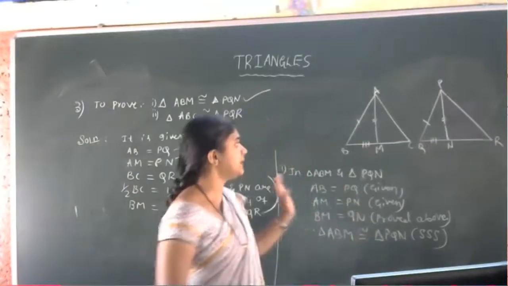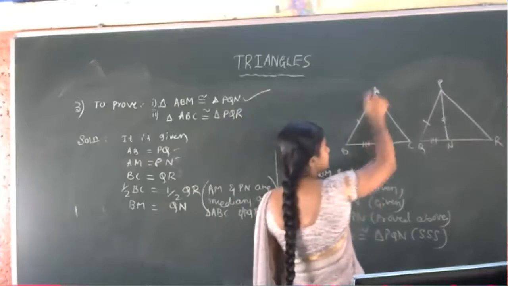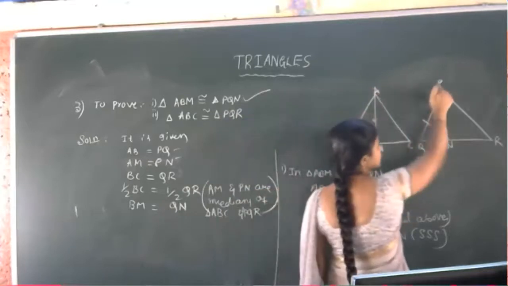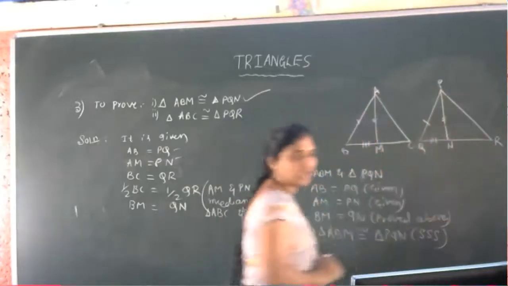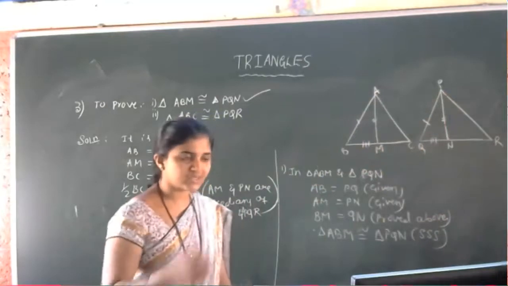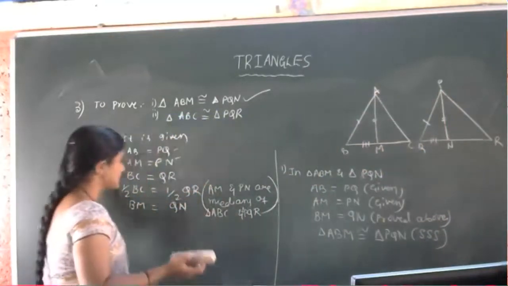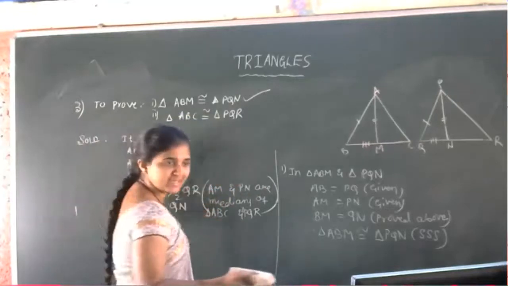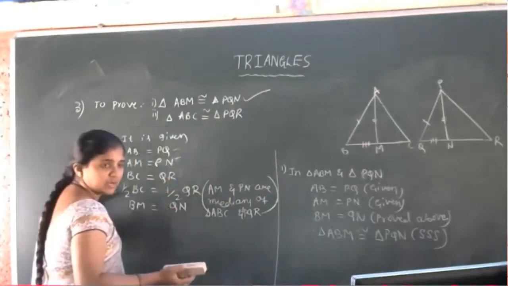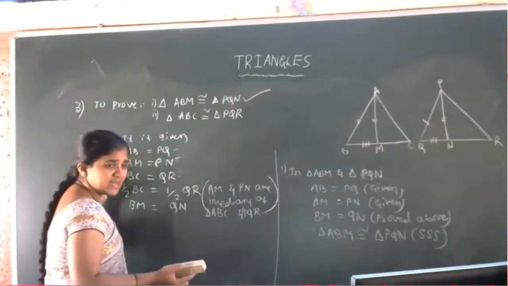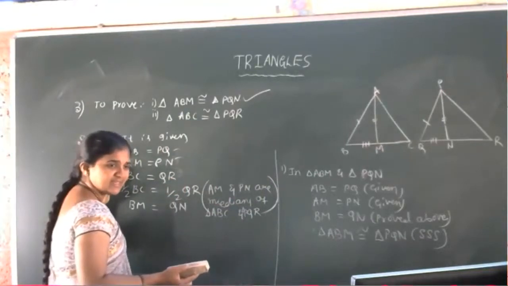Now, the second proof. What do we have to do? We have to prove triangle ABC is congruent to triangle PQR. Can we choose the two triangles now? Yes. This is clear now. First proof is clear. Can I rub the board? Yes, we can rub now.